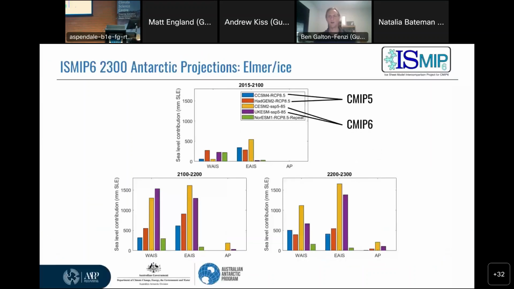This is just highlighting CMIP5 here and CMIP6 results. This is the hot off the press Elmer Ice results. This is our Australian contribution again to the CMIP6 2300. In terms of sea level contributions for 2100, you can see there's not much difference between the two different sets of ensembles for different climate models. As we get further away in time, the East Antarctic ice sheet and even the response of the West Antarctic ice sheet is dramatically different between the RCP or CMIP5 and the SSP CMIP6 results.